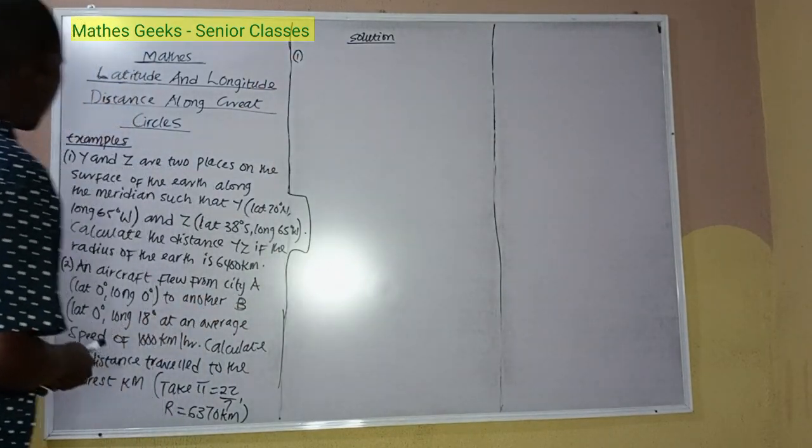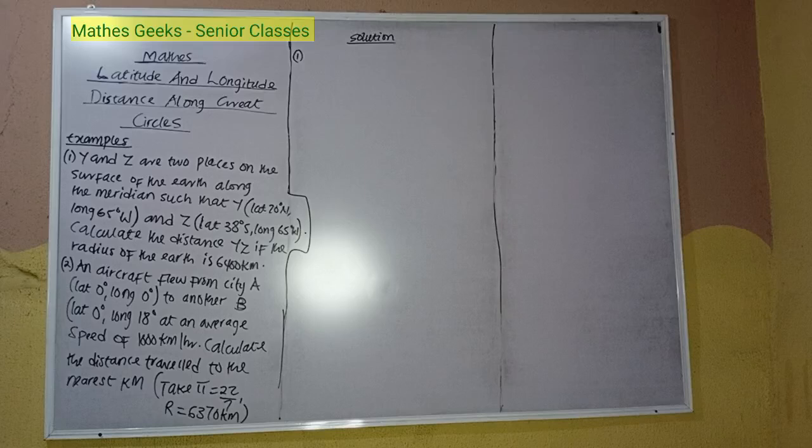Y and Z are two places on the surface of the Earth along the meridian such that Y is latitude 70 degrees north, longitude 65 degrees west, and Z latitude 38 degrees south, longitude 65 degrees west. Calculate the distance YZ if the radius of the Earth is 6,400 kilometers.